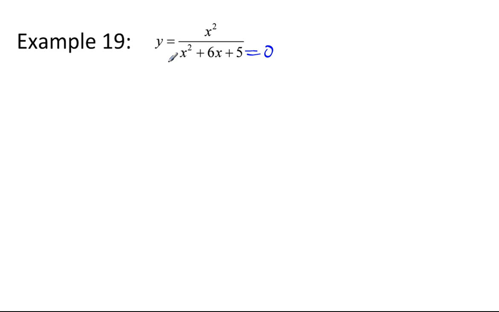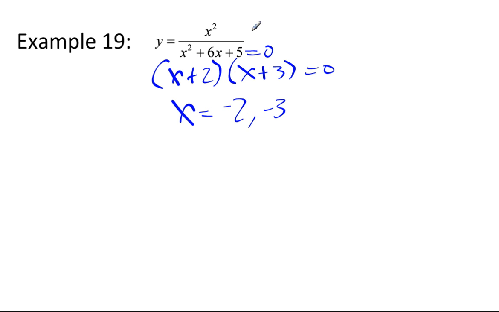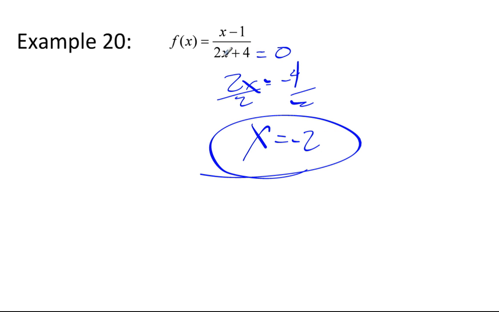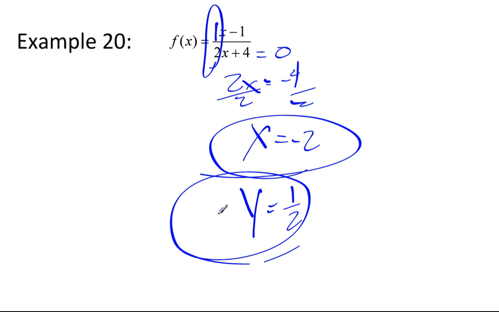Alright, let's factor some more. x plus 2, x plus 3. So x is going to equal negative 2 or negative 3. Powers are the same, so y is going to equal 1 for the two coefficients in the front. And we got to actually subtract 4, get 2x equals negative 4, divide by 2. So x is going to equal negative 4 over 2, which is negative 2. And again, our powers are the same, so we're going with those front coefficients, so y equals 1/2. Just like what we've been doing the last couple of days.